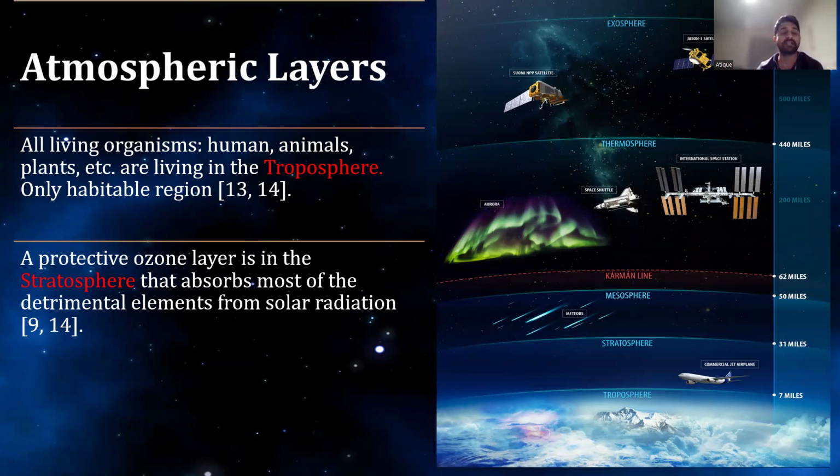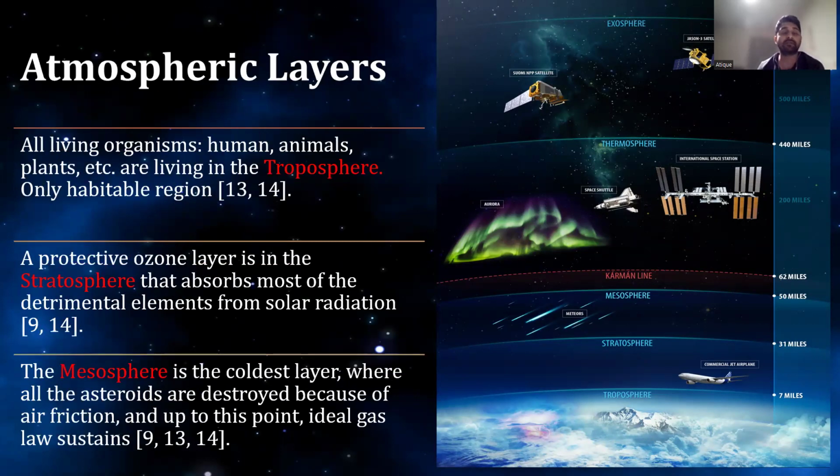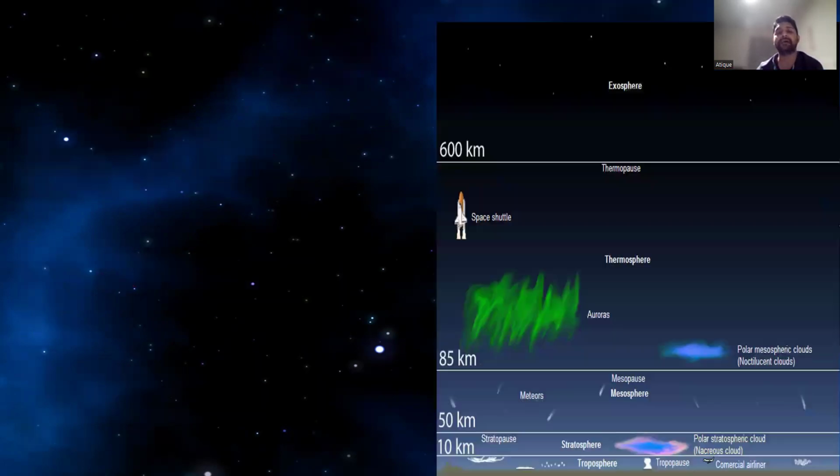from the detrimental elements of solar radiation, followed by the mesosphere, which is perhaps the coldest layer, where asteroids or micrometeors coming from outer space will be destroyed because of air friction. And up to this point, the fascinating part is that the ideal gas law is sustained. Over this, the ideal gas law started breaking apart.